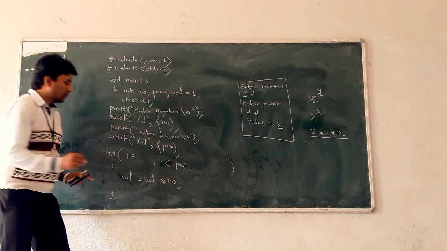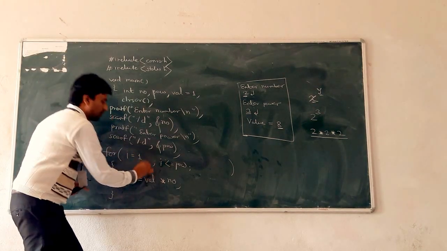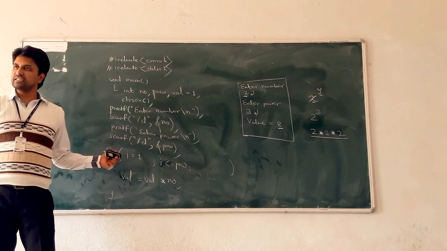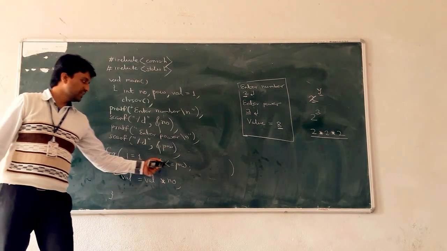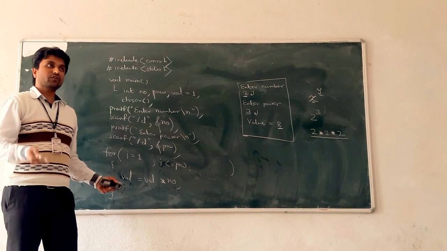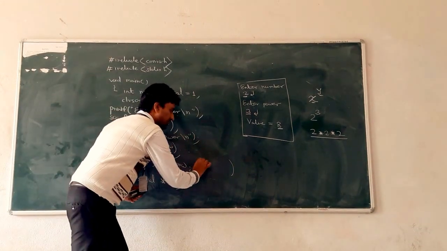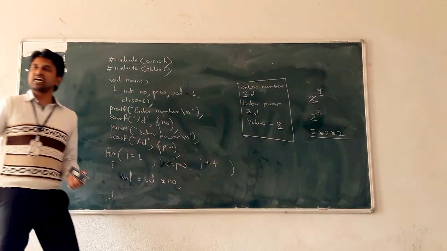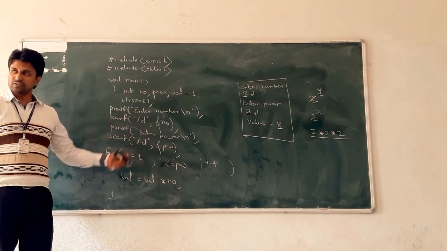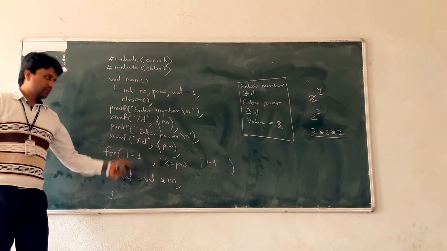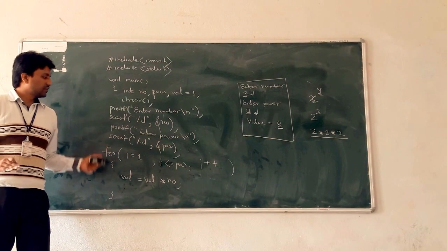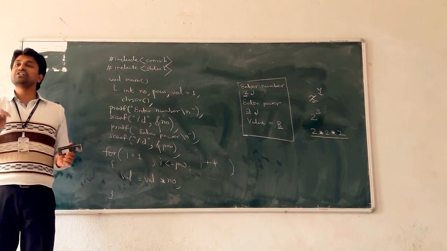Next, what is the initial value of I? 1. Initial value of I is 1. That is the initialization statement. Then the conditional part. Again, what is the reinitialization statement? Increment I by 1. That is I plus plus. After this, we will manually check the result.